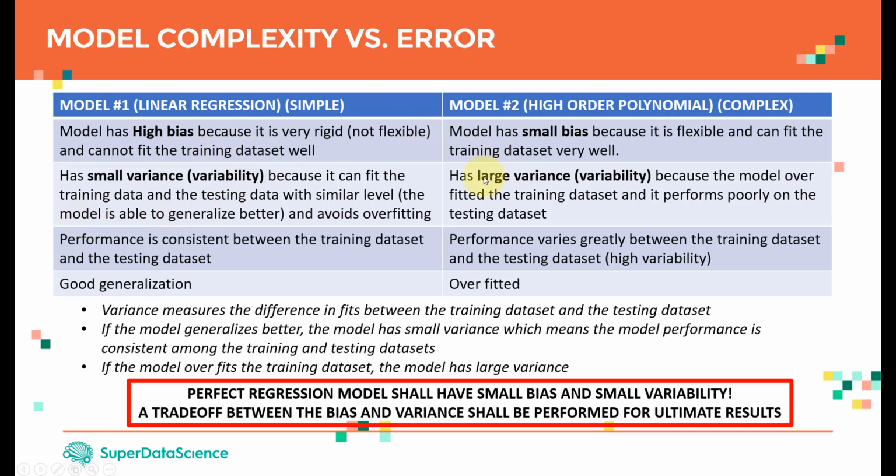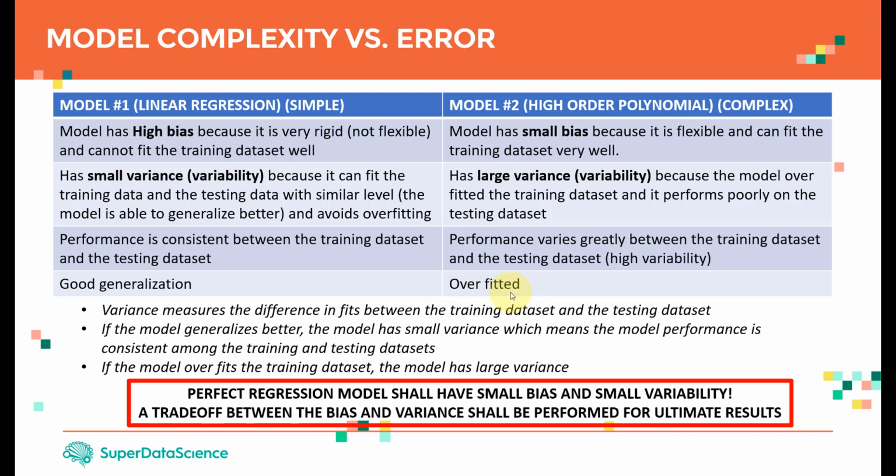However, model 2 has large variance, or large variability, because the model overfitted the training data and it performs poorly on the testing data. Simply put, one model has high bias and small variance. The other one has small bias and large variance. Performance for model 1 is consistent between the training data set and the testing data set, and the model provides good generalization capability. However, for model 2, the performance varies greatly between the training data and the testing data. That's what we call overfitting of the training data, and we hate overfitting.